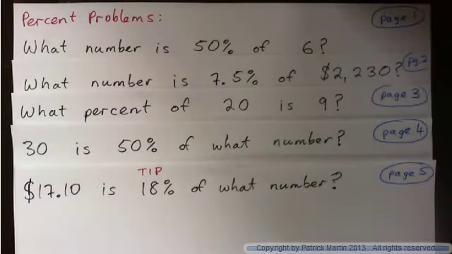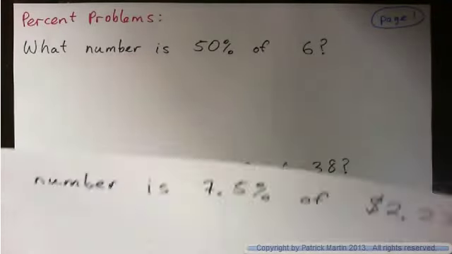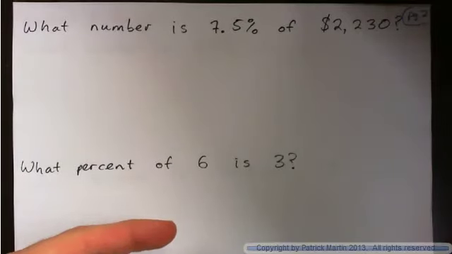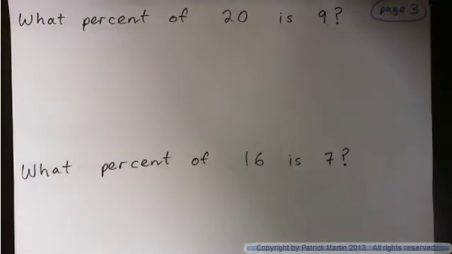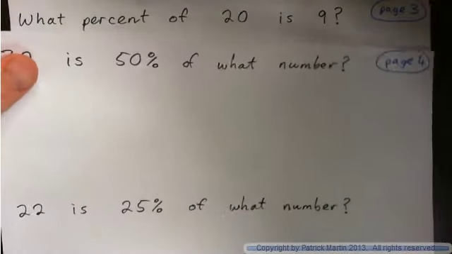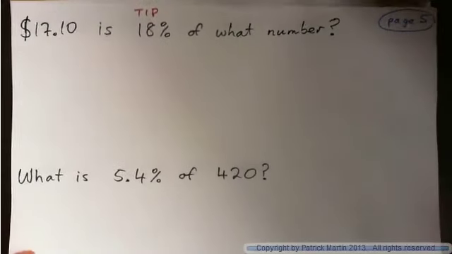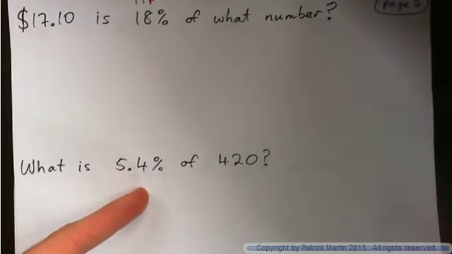In this video we're going to look at percent problems. We'll do 5 pages. Here's page 1: what number is a percentage of something? And then at the end of page 2 we start with what percent of 6 is 3, and what percent of something is something. And then by page 4 we're looking at 30 is 50% of what number, 22 is 25% of what number, and so on. And then we'll end up with what is 5.4% of that.